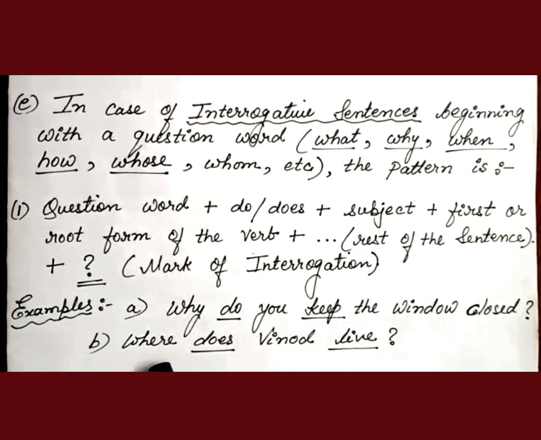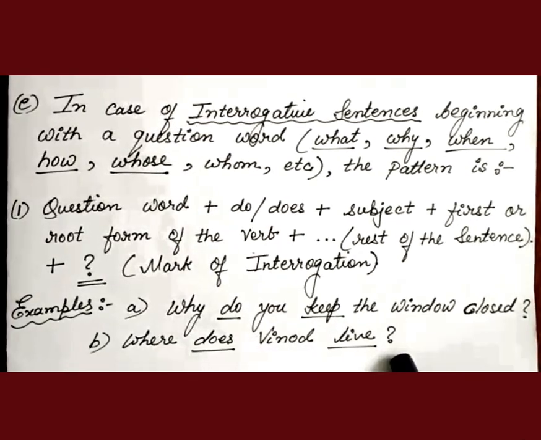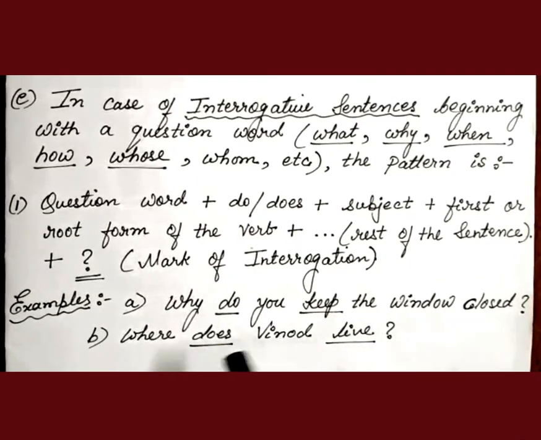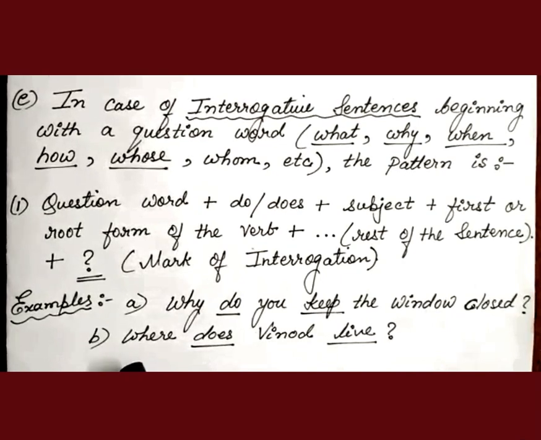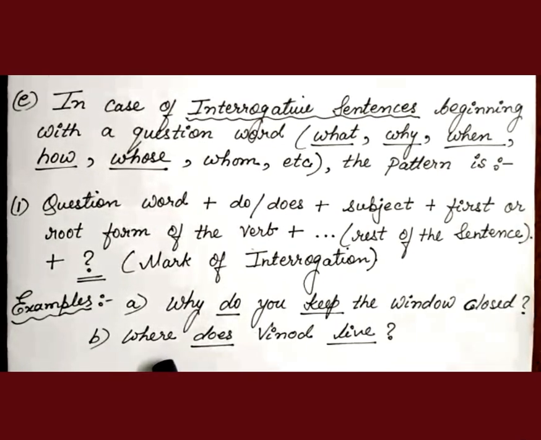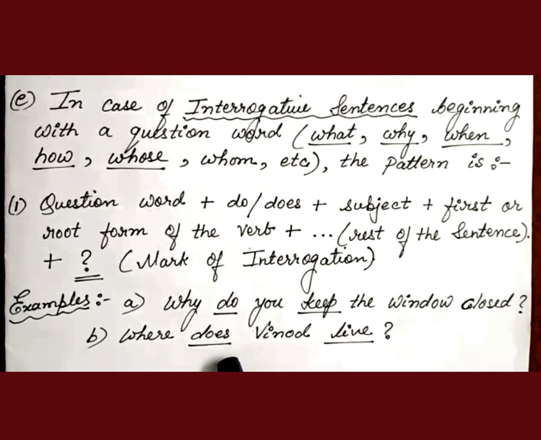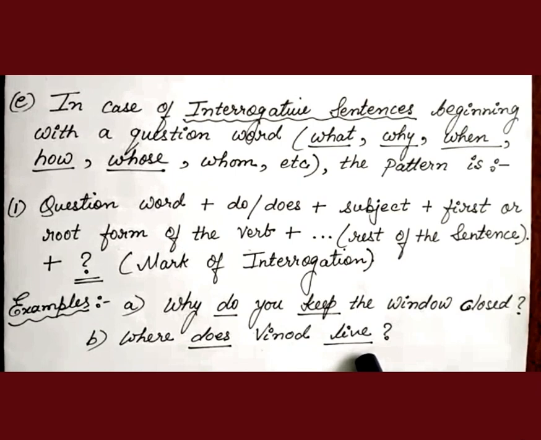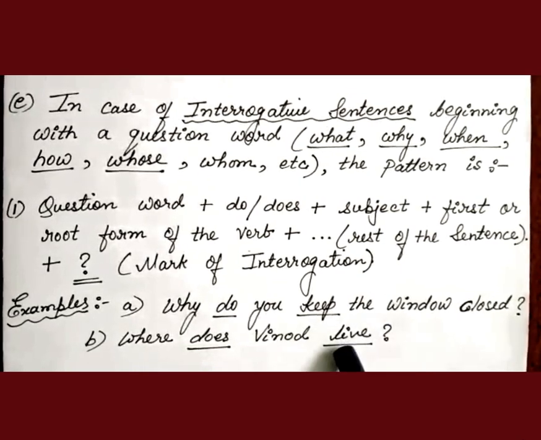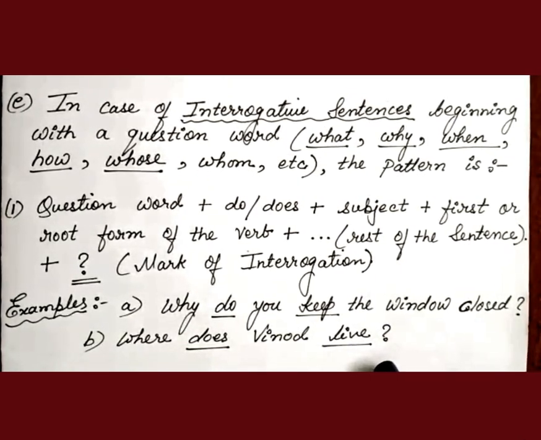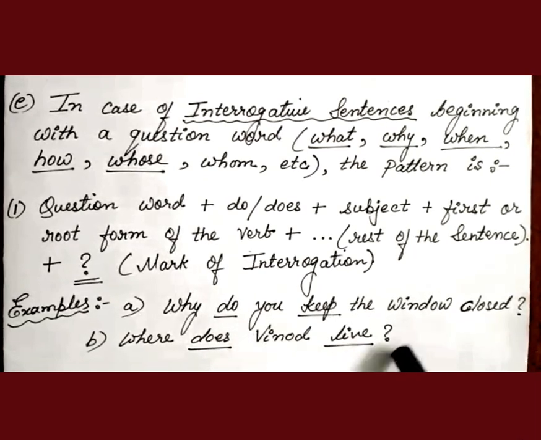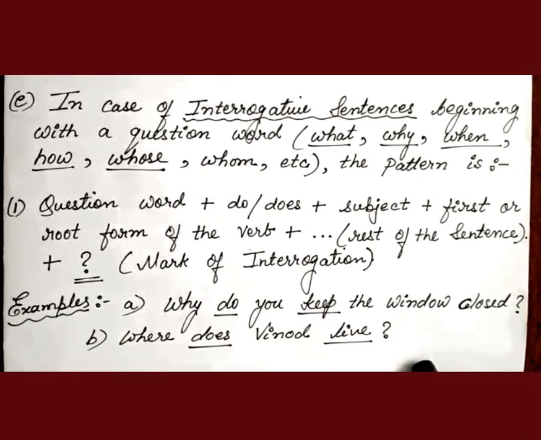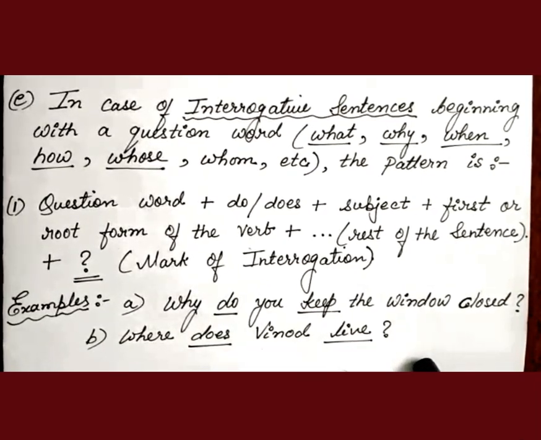Now, second example, where does Vinod live? There is an inquiry about a person called Vinod and where he lives. So again, it begins with a question word where plus does plus a subject Vinod plus the first or root form of the verb live, and then since we don't have the rest of the sentence, we have added the question mark, and that forms an interrogative sentence with respect to simple present tense.